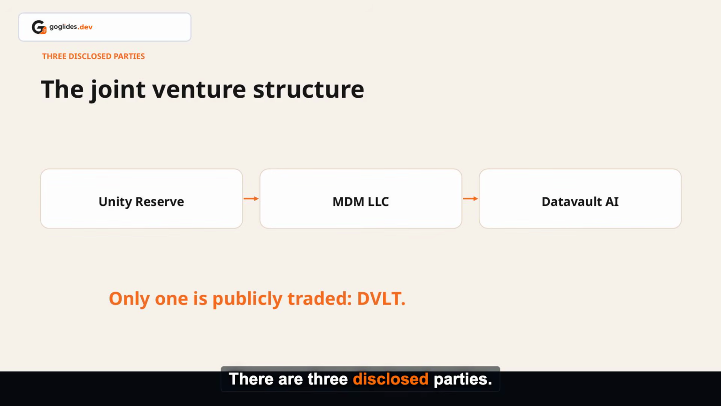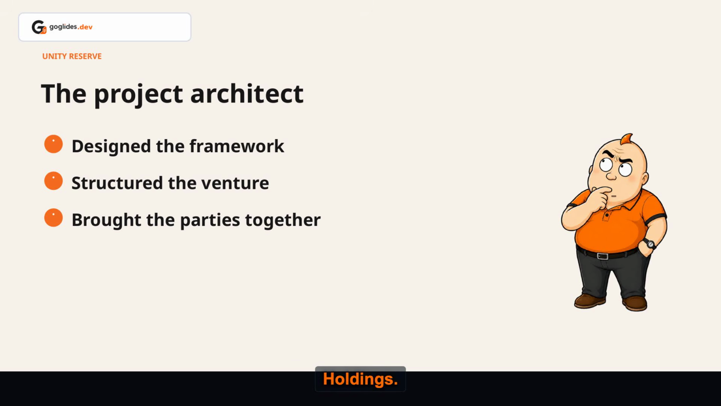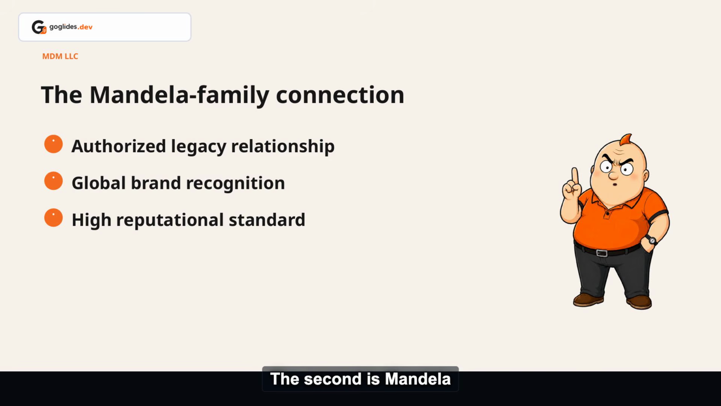There are 3 disclosed parties. The first is Unity Reserve Holdings. Unity Reserve is described as the architect of the project. It says it designed the Mandela Dollar framework, structured the venture, and brought the partners together. The second is Mandela Dlamini and Manaway LLC, or MDM LLC. This is the Mandela family affiliated organization providing the authorized connection to Nelson Mandela's name and legacy. Zaziwe Dlamini Manaway, Nelson Mandela's granddaughter, is identified as one of the project's representatives.